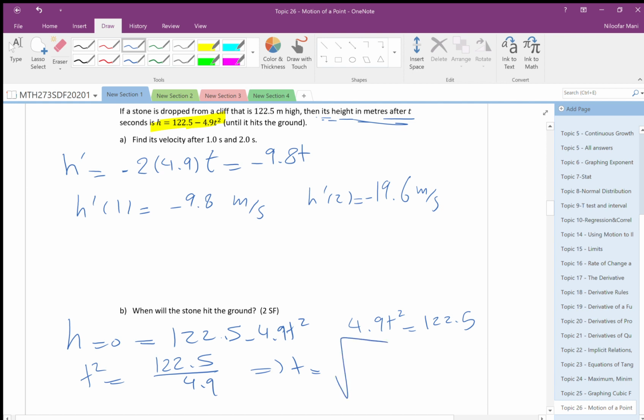Remember, mathematically I say plus or minus because I have t squared, but in reality t is time and cannot be negative, so I just write the plus one. I do the radical of 122.5 divided by 4.9, and I can find the answer.